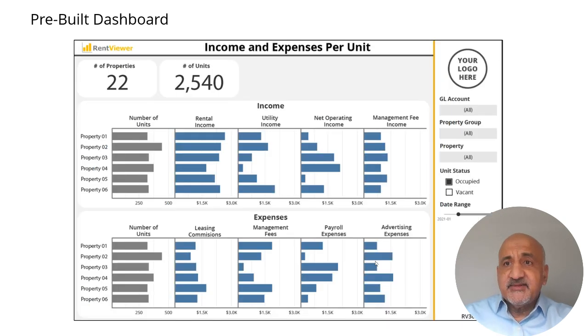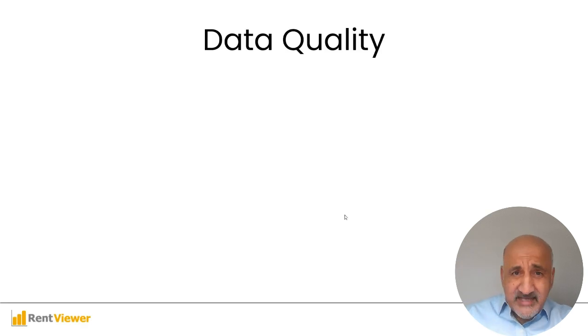And then lastly, this dashboard is the income and expense per unit dashboard, where we show you your different properties and specific expense accounts on a per unit basis, so you can compare properties against each other. Now, not all of these dashboards might be useful to you, but they serve a very important purpose in the onboarding phase. And that is to help us validate the data quality.